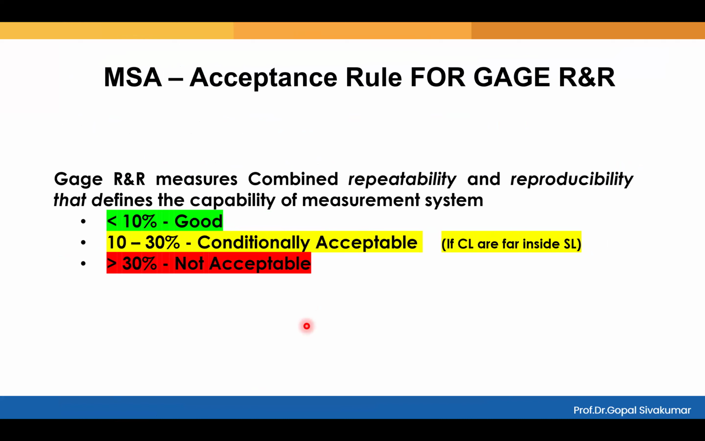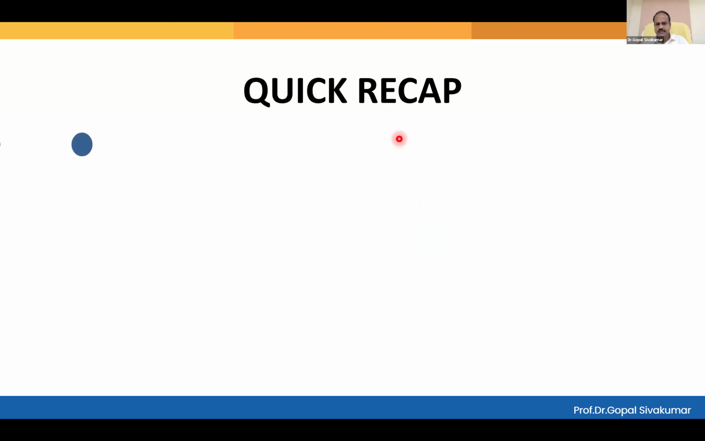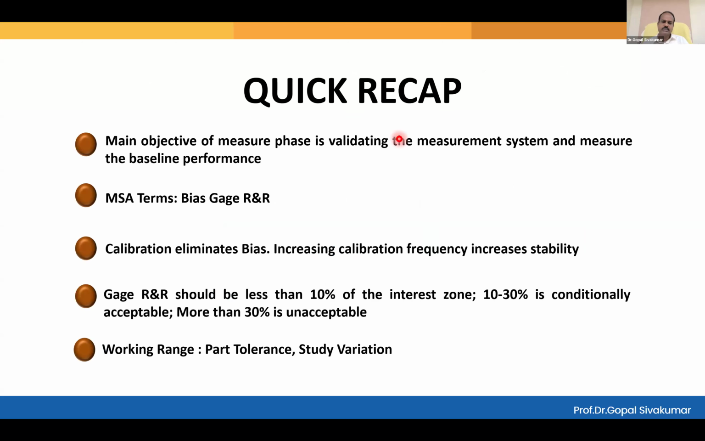But in any case, if it is more than 30%, not acceptable. This is called the measurement system validation procedure. You must calculate gauge R&R and that value must be less than 10%. Any doubts, any questions on gauge R&R? Once gauge R&R is calculated, if it is found to be less than 10%, now you can actually collect data. Maybe if needed, you can also check the bias, calibrate the equipment, and then collect the data.